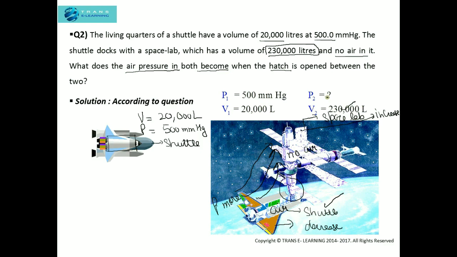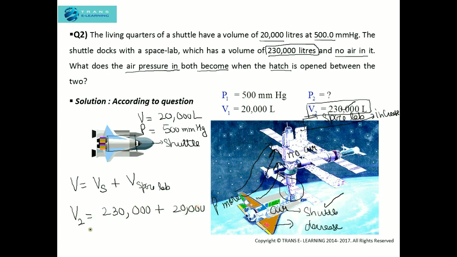Here in this question there is a catch that we will not consider the volume of only the space lab, because the air will be moving from the shuttle to the space lab, and the air will be present inside the shuttle as well as the space lab. So to find the new pressure when the hatch is open, we will not only consider the volume of the space lab, we will add the volume of the shuttle as well as the volume of this space lab. So the volume 2 will be equal to 230,000 plus 20,000. This will come out to be 250,000 liters. So we will be considering this volume to find the pressure when the hatch is open.